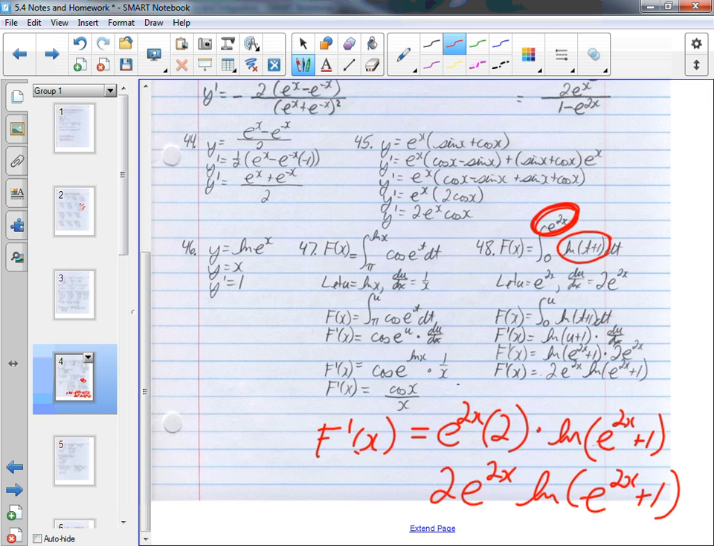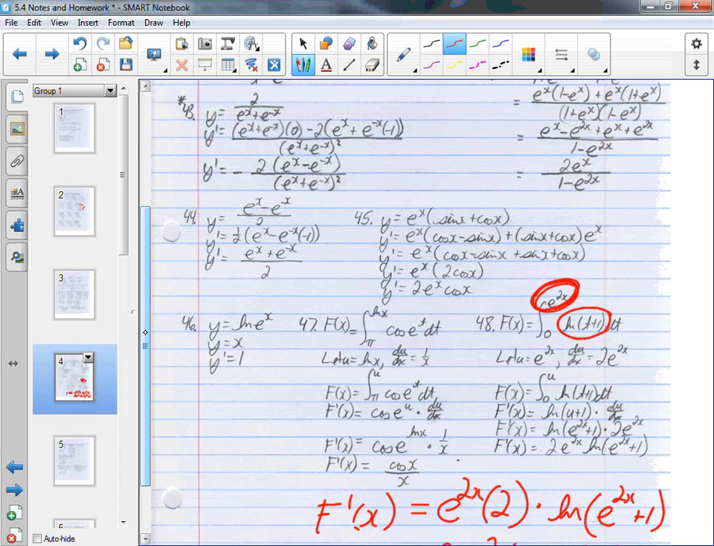44. All right, here's 44. Are we just finding the derivative? Yep, find the derivative. All right.